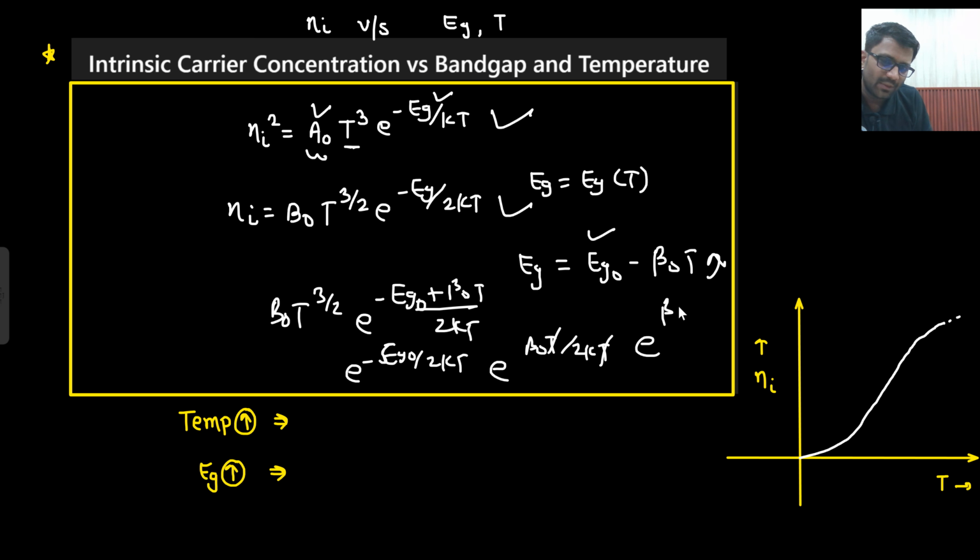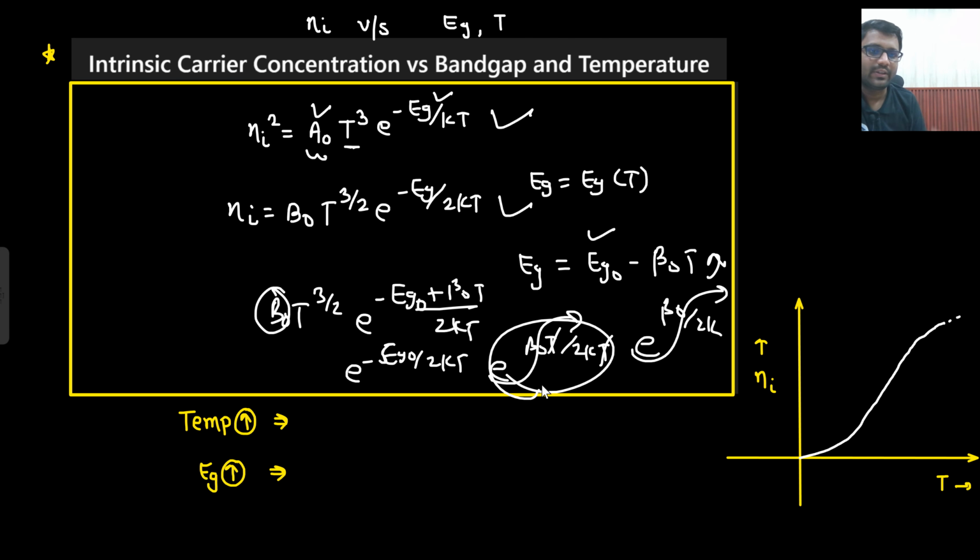So what you are getting is e to the power beta naught divided by 2k. I am only looking at this expression, e to the power beta naught divided by 2k. Is this a constant? k is the Boltzmann constant, beta naught was a constant value only, 2 is also a constant. So this particular part is constant only. B naught multiplied with the constant will be a constant only. Are you able to understand this point, what I am saying?